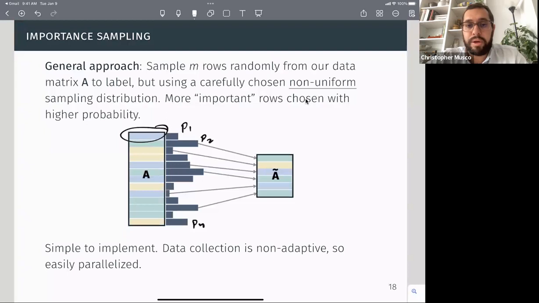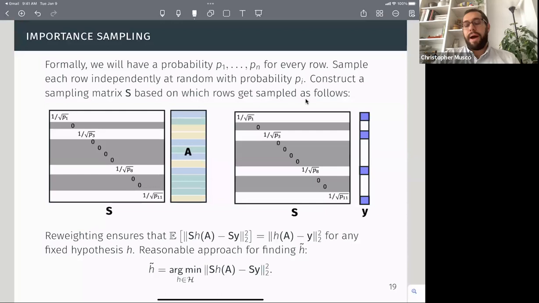The goal is to collect more important rows with higher probability in this sampling process, rows that matter more in the learning process. I want to be a bit more formal and write down how the method works. As I said, we pick probabilities p1 through pn for every row, and then we flip a coin with probability pi for every row. What we're actually going to do is construct a sampling matrix out of that, if the coin comes up heads.